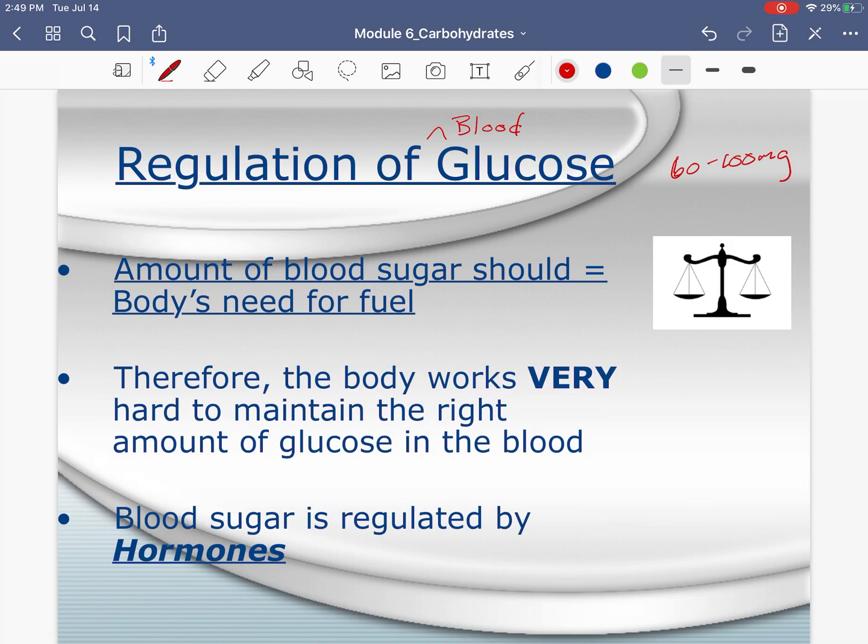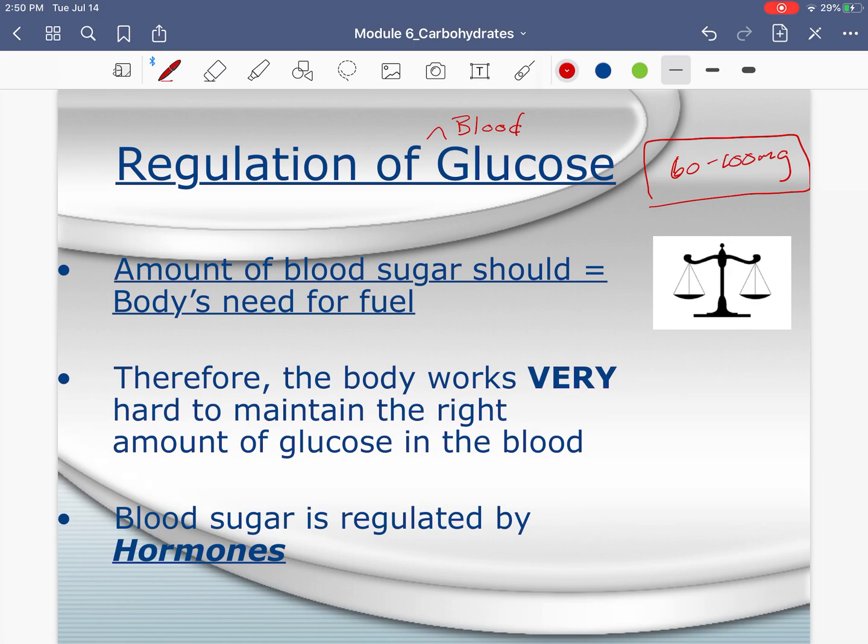You don't have to know that number, but I just wanted to give you a number in case you were wondering. But we want to make sure that our blood is sufficiently stocked with blood glucose. We don't want too much, because that can create a lot of problems. We also don't want too little, because then we're going to be starving our cells of energy. So the process of maintaining the appropriate amount and then maintaining the appropriate amount as conditions change.